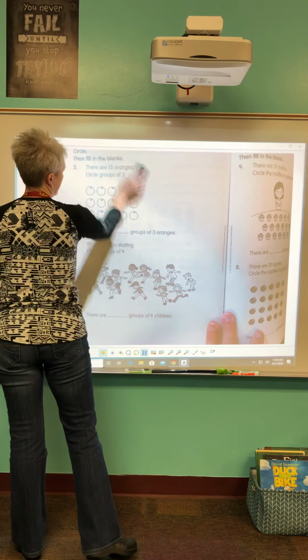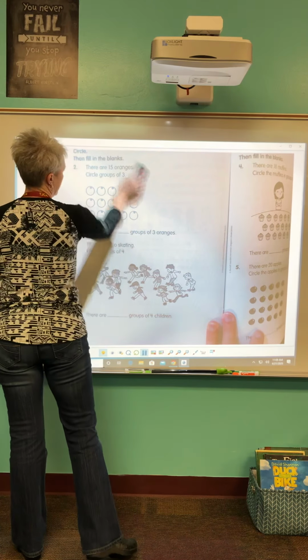So we started with 15. We divided it by groups of 3, 3 in each group. And how many groups did we have? 1, 2, 3, 4, 5. 15 divided by 3 is 5. I don't know why I said 12. 15 divided by 3 is 5.